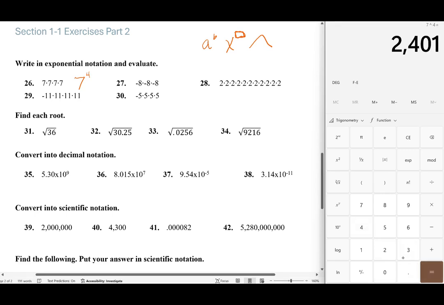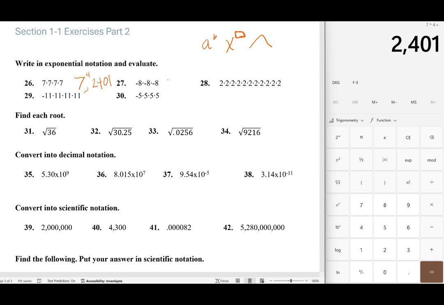So my answer for number 26 is 7 to the 4th power, which is 2,401. You can also type in your calculator 7 times 7 times 7 times 7. That gets a little long, especially on a number like 28. So on number 27, let's keep going.